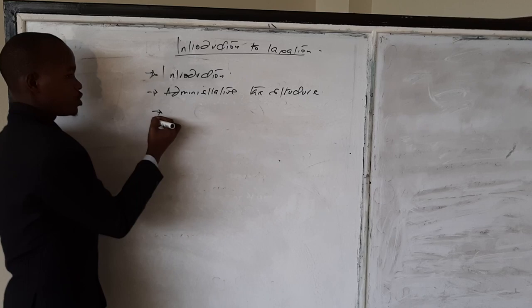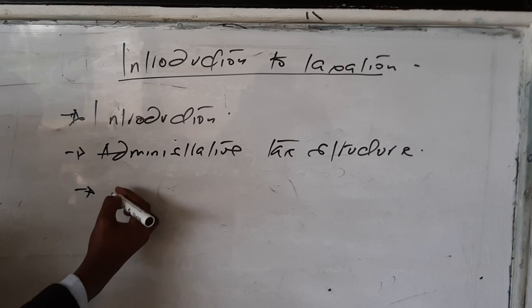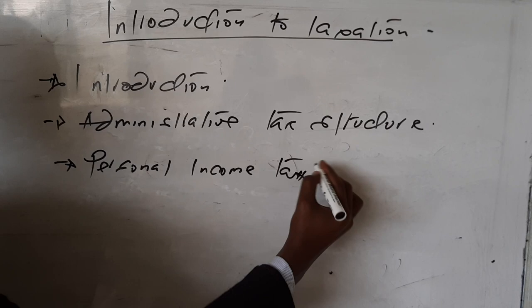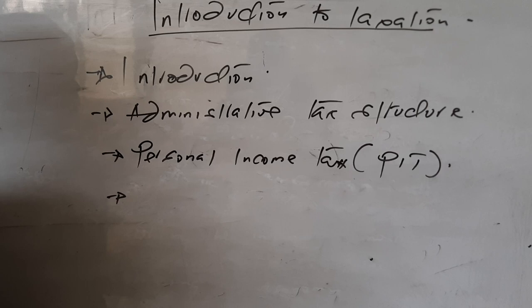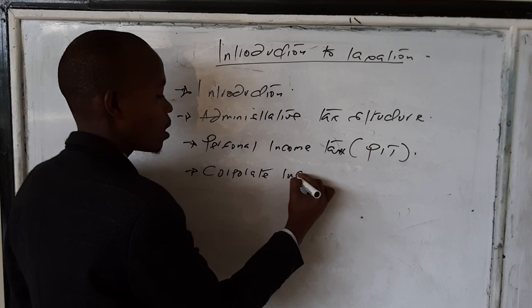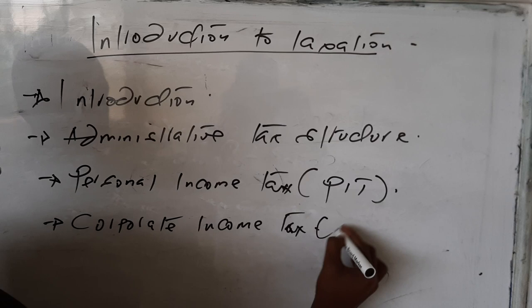The third chapter we are going to look at is the personal income tax, that is in short called PIT. The fourth chapter we are going to look at is the CIT or corporate income tax, in short it is CIT.